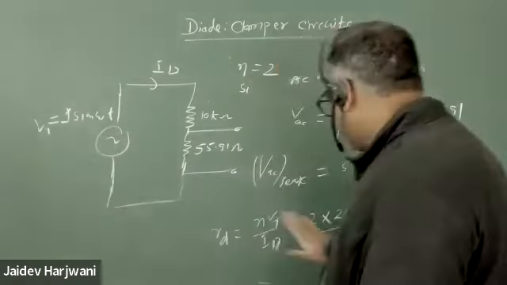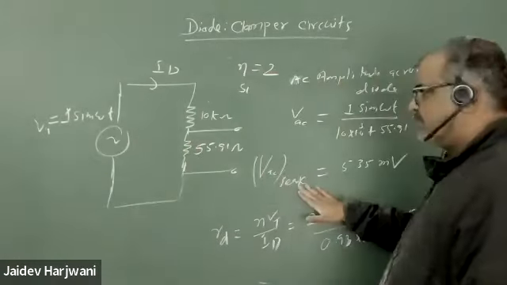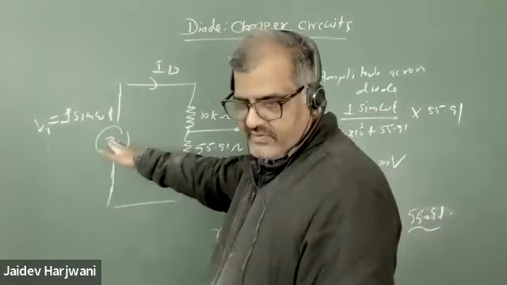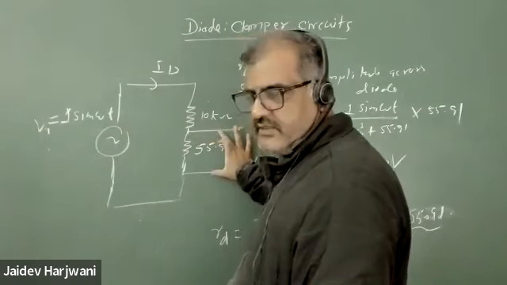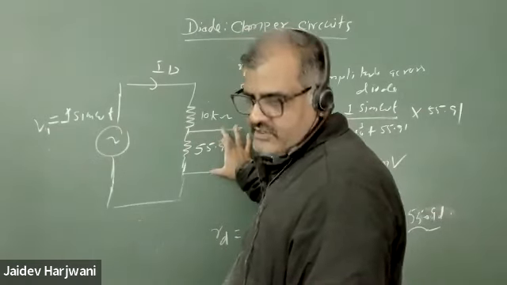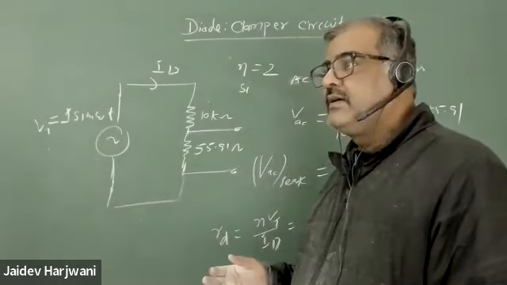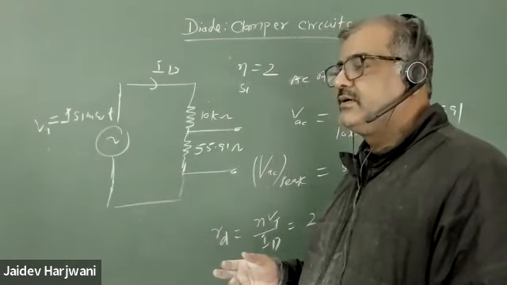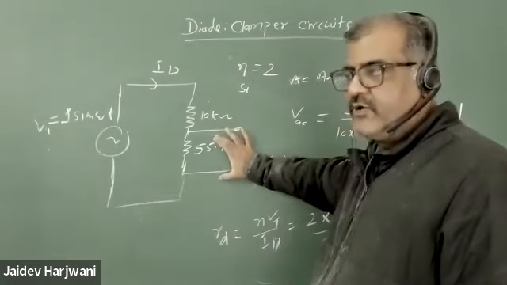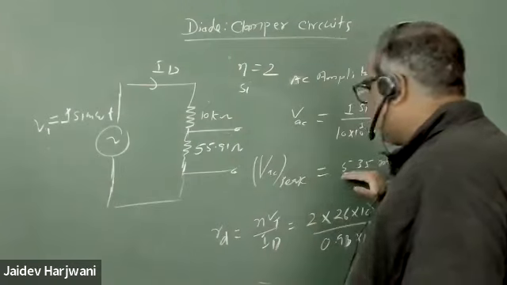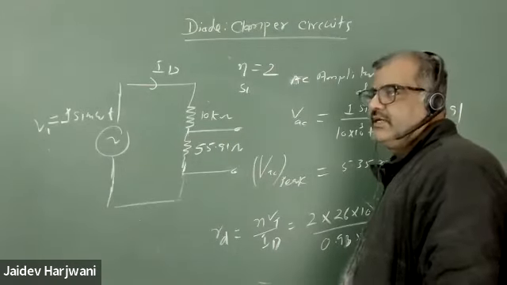This is due to this source. Now you can find, when there was a DC source, what was the voltage there? 0.7. Very good. So if we want the total voltage across the diode, then it is the small voltage you found, 5.35 millivolt, plus that 0.7. Are you getting it? Yes, sir.